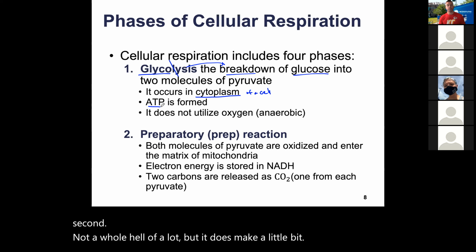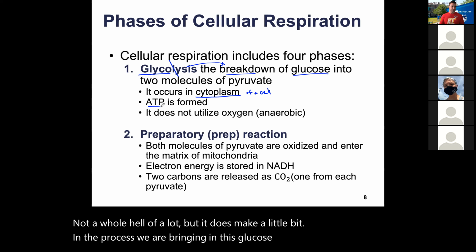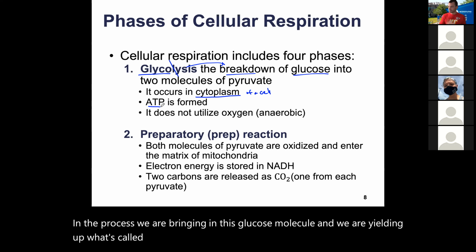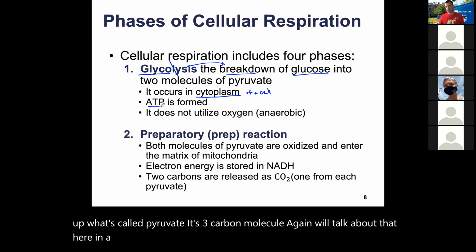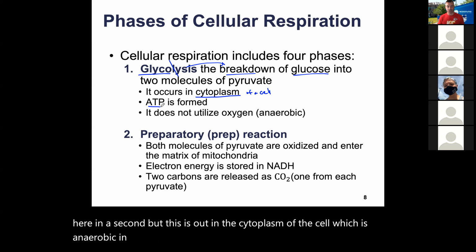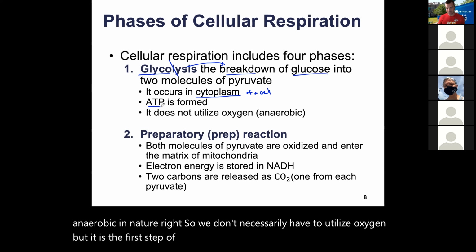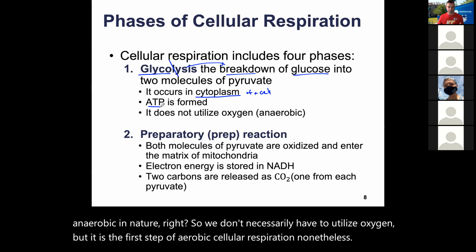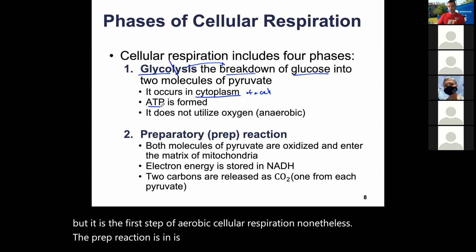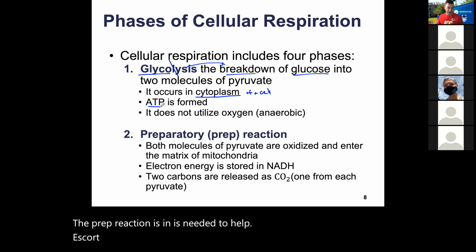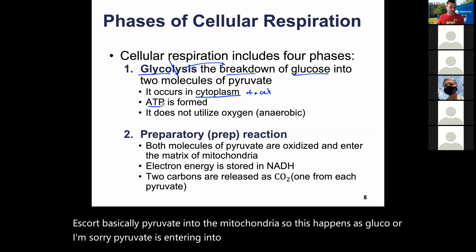In the process, we are bringing in this glucose molecule, and we are yielding out what's called pyruvate. It's a 3-carbon molecule. Again, we'll talk about that here in a second. But this is out in the cytoplasm of a cell, which is anaerobic in nature. So we don't necessarily have to utilize oxygen, but it is the first step of aerobic cellular respiration, nonetheless. The prep reaction is needed to help escort basically pyruvate into the mitochondria. So this happens as pyruvate is entering into the mitochondria. So that's where you see the preparatory reaction occurring.